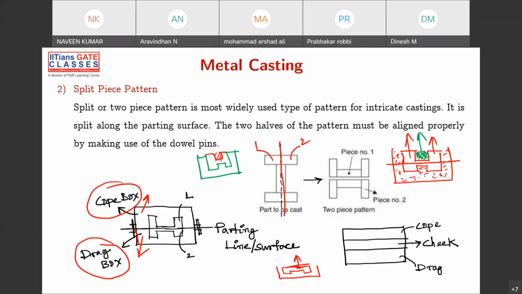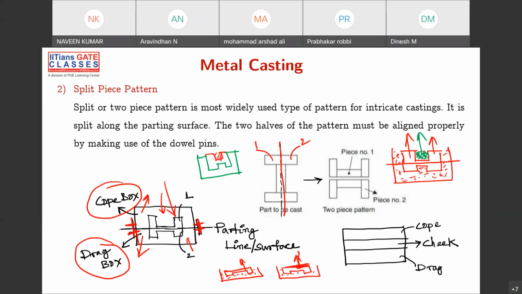Your flat surface, there is no problem. And like this, you have the top box also. The top box is the same thing like this. Now you ram it. This also you ram. Remove the pattern, put the bottom box, and then on that you put the top box. The cavity is created like a dumbbell shape. Okay. And sir, how are we going to align them? So we have some dowel pins here. These are called dowel pins, and they align the boxes properly.